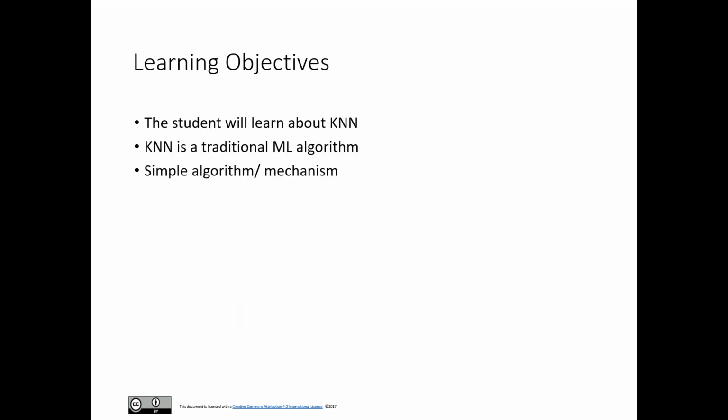So the learning objectives here, the student will learn about KNN, right? KNN is a traditional machine learning algorithm. So what that means is it's one of the more basic algorithms that have existed for a long time. As I said, it's very simple to understand. It's a simple algorithm, simple mechanism. You know, if you ever fall into a black hole and end up on the other side of the galaxy with no technology, right? You can still build a KNN from scratch because you will understand how the algorithm works, and it's actually pretty intuitive. Okay.